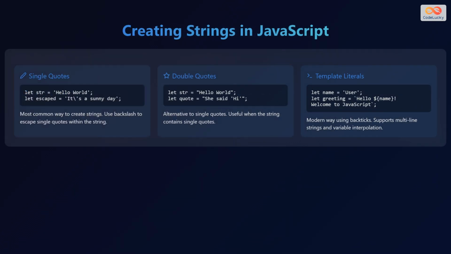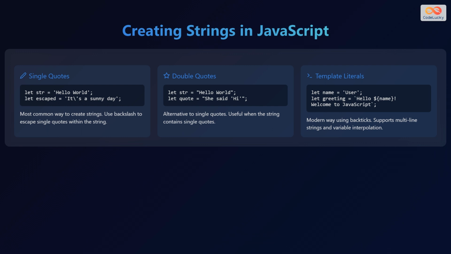There are three primary ways to create strings in JavaScript. The most common way is to use single quotes. For example, let string = 'hello world'. If a single quote is part of the string, a backslash is used to escape it, as in let escaped = 'it\'s a sunny day'.